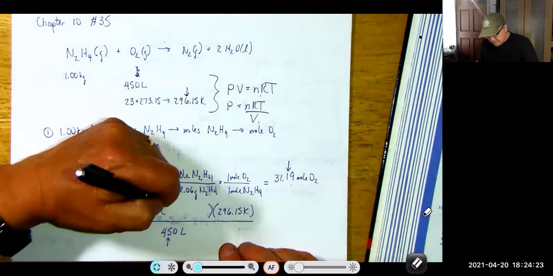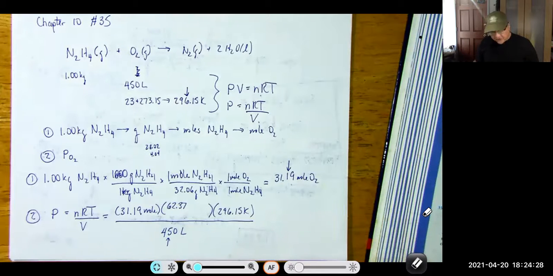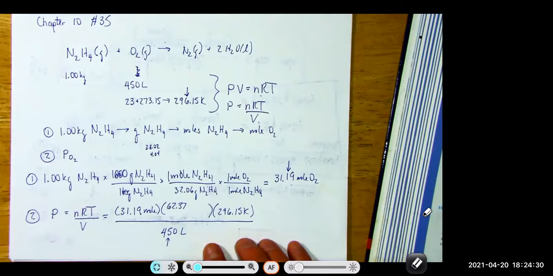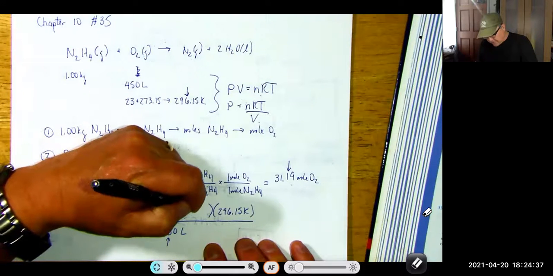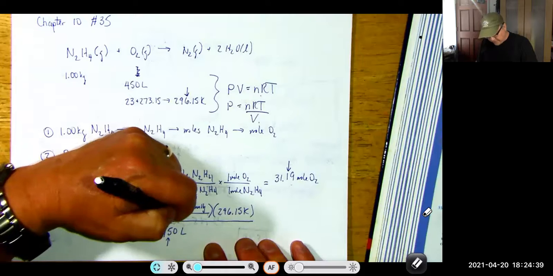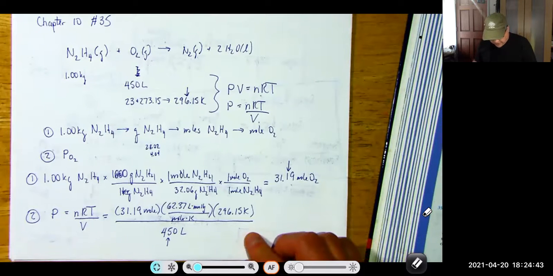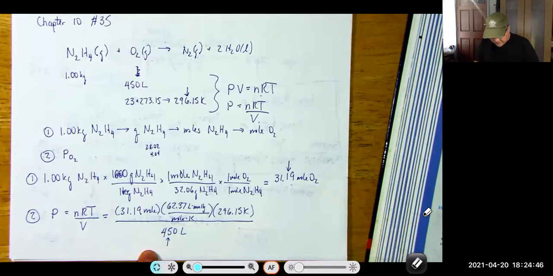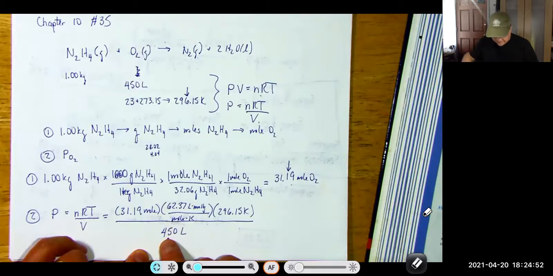Now, when we're doing this, I like to use the 62.37 because usually it's easier to estimate with. I feel like that one I've memorized already, so I use that one. Liters, millimeters of mercury per mole per K. And this is a trick I showed someone earlier today. If you want to kind of estimate things, 62.37, and how many times does 62.37 go into 450?